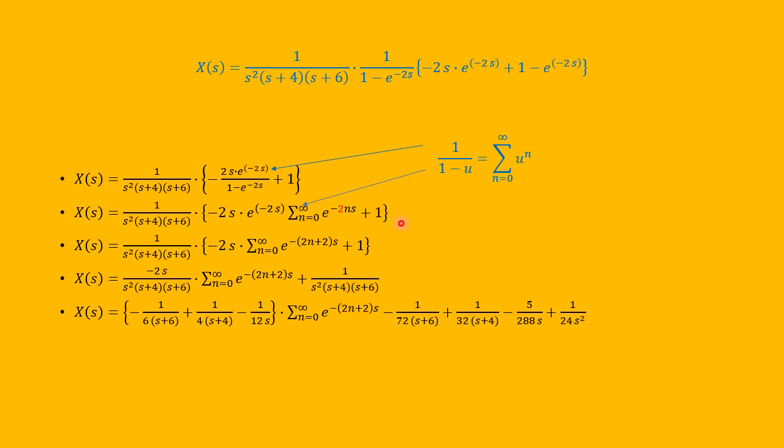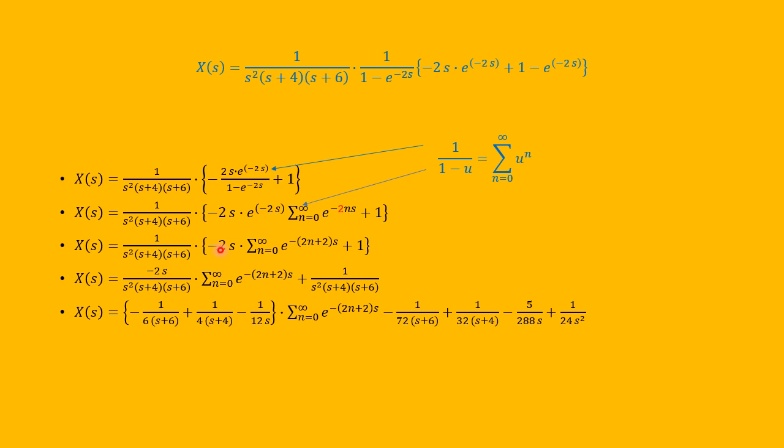What happened going from this step down to the next step? Well, we have an exponential times the sum of exponentials here. E to the minus 2s times e to the minus 2ns can be written as e to the minus the quantity 2n plus 2 times s. So that's the only simplification that was made here. These two factors combined into this one exponential factor. And of course, we still have the plus 1 out front. We still have the minus 2s in here also.